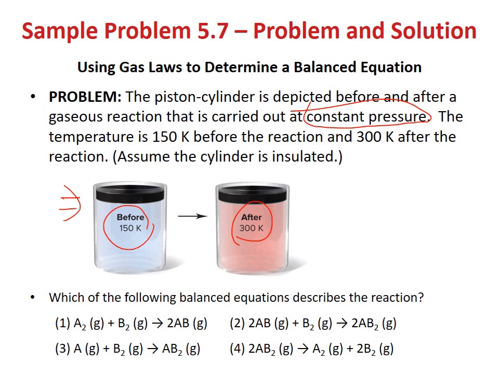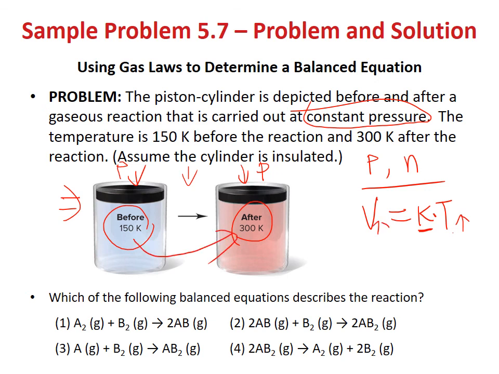Now, before we look at the chemical reaction, let's first look at the system change. It is under constant pressure, so the pressure is the same. According to Charles's law, if pressure and number of moles are kept constant, volume is proportional to temperature: a constant times temperature. So increase temperature, increase volume. In this case, temperature increased twice, from 150 to 300 Kelvin, so volume should also increase twice. But if we look at the diagram, the volume is the same.